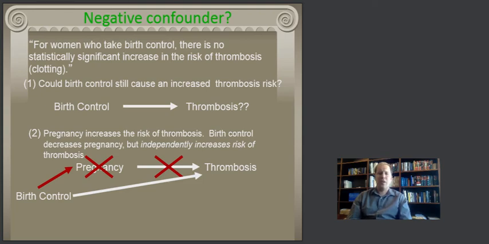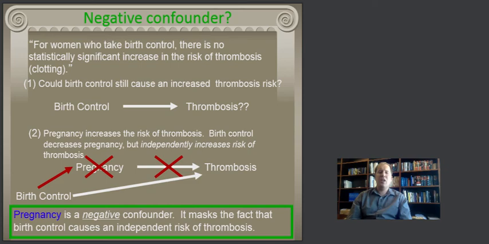In other words, maybe birth control independently raises the risk of thrombosis, but overall, if we don't control for pregnancy as a factor, the overall risk of thrombosis goes down. So here, pregnancy is a negative confounder. It hides the fact that birth control causes an independent risk of thrombosis.